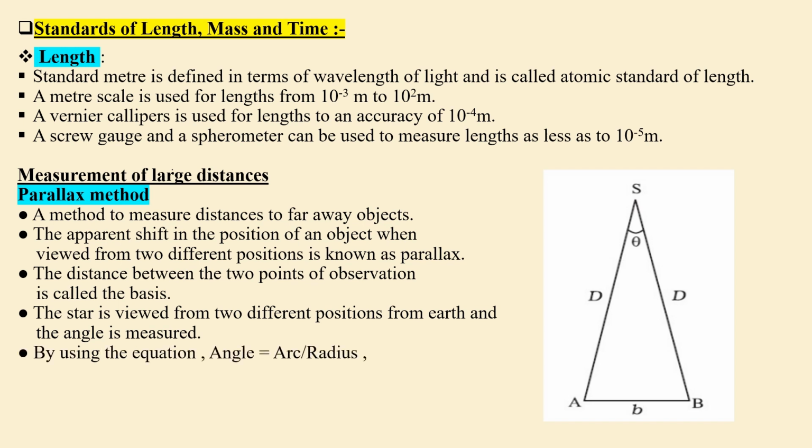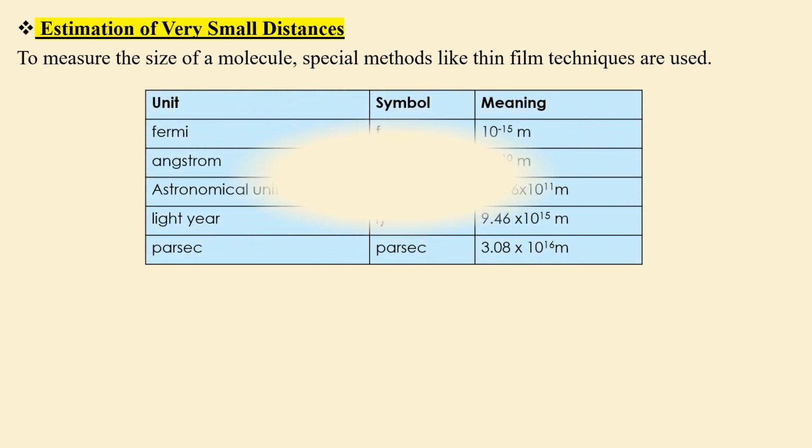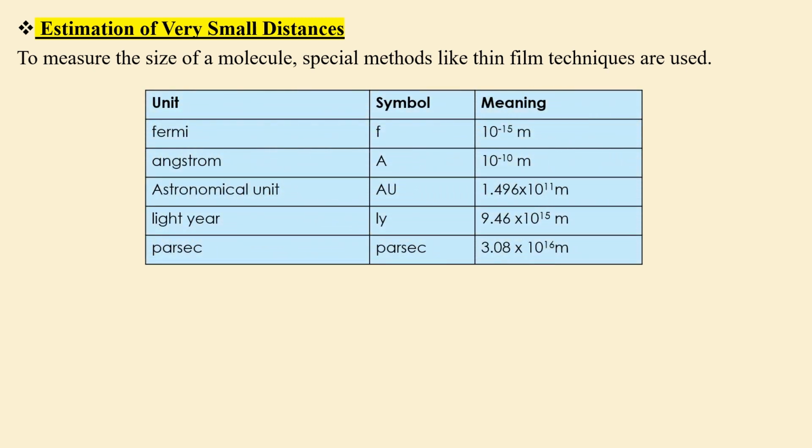Angle is equal to arc by radius, that is, theta is equal to b by d. So D is equal to b by theta. Estimation of very small distances: to measure the size of a molecule, special methods like thin film techniques are used. Here, Fermi, F, is equal to 10 to the power minus 15 meter. Angstrom, A, is equal to 10 to the power minus 10 meter.